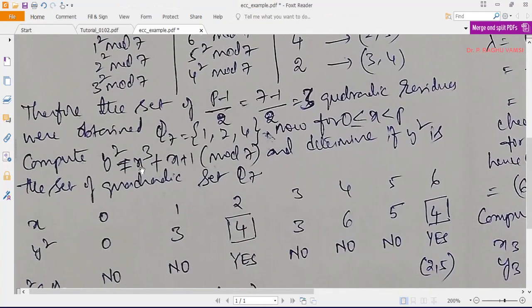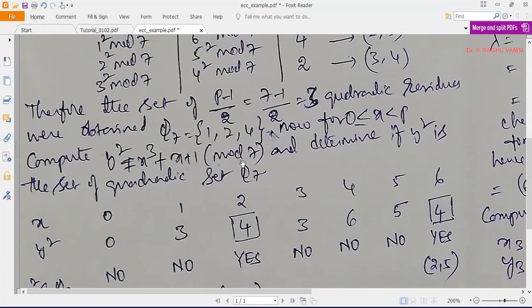So compute y square is equal to x cube plus x plus 1 mod 7 and determine if y square is the set of the quadratic residue set Q7. That means y square is equal to x cube plus x plus 1. So you need to substitute x is equal to 0 to 6, one by one value into this and compute the y square value, and check whether the resultant y square value is part of the quadratic residue set or not.